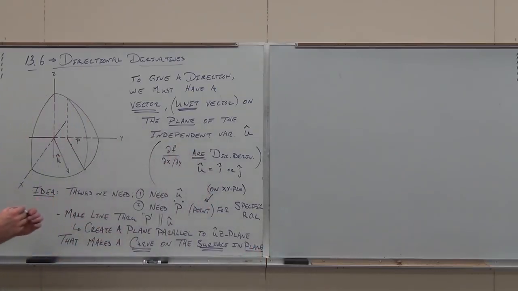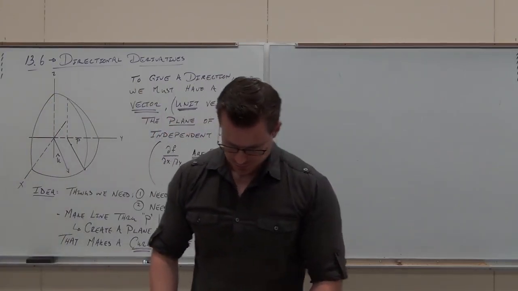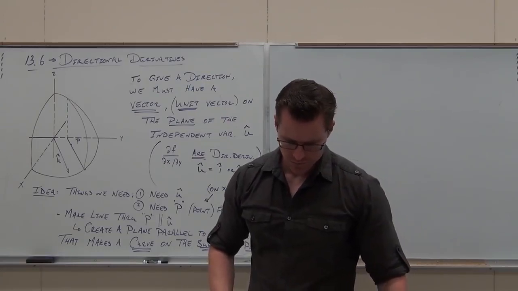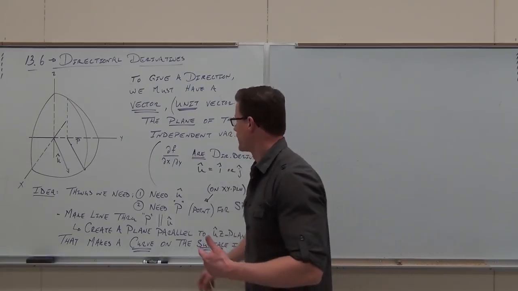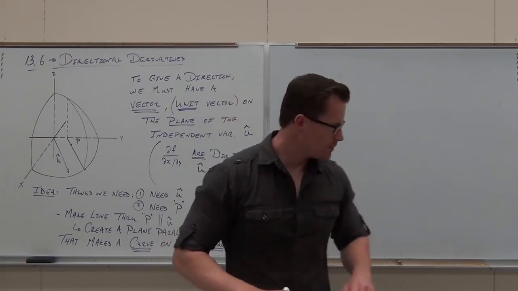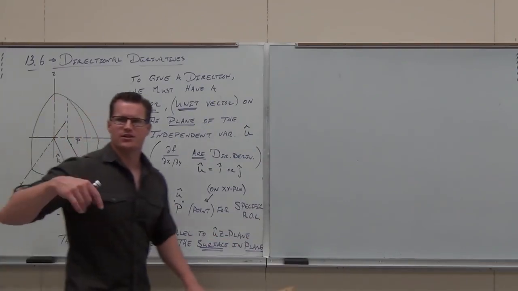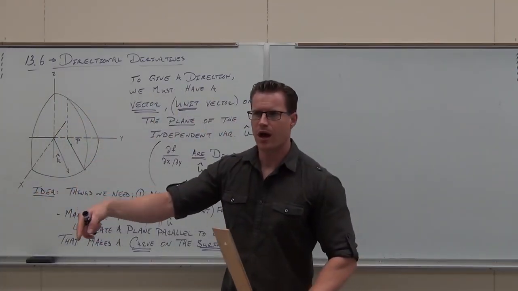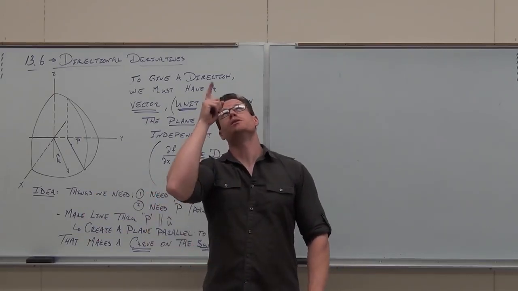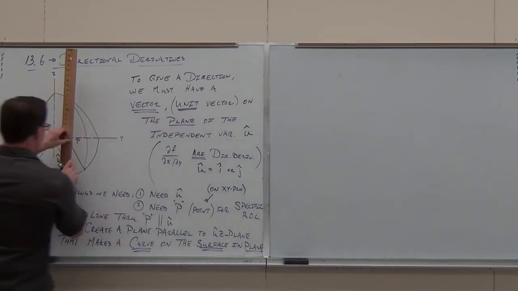Makes a curve on the surface in the plane. Let's continue. Here's what I want to do now. I want to do this sort of reverse projection. I want to take the point P, look from underneath, and shoot it right through the surface. What's going to happen?